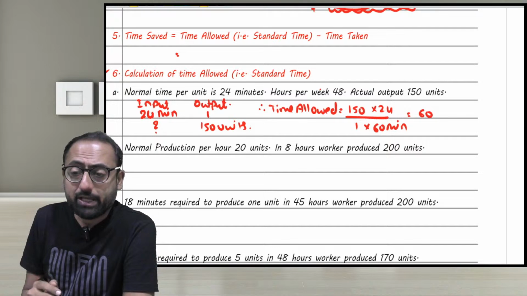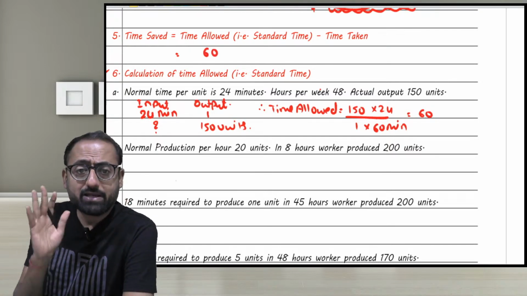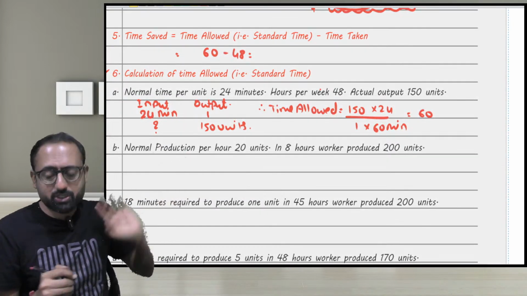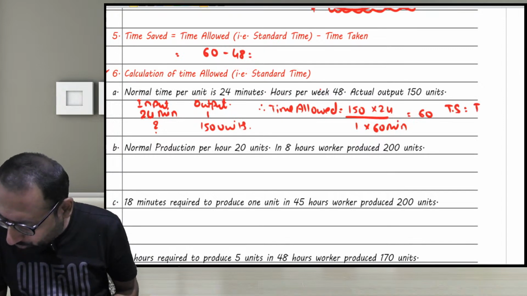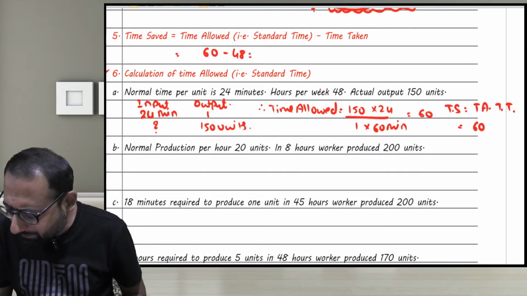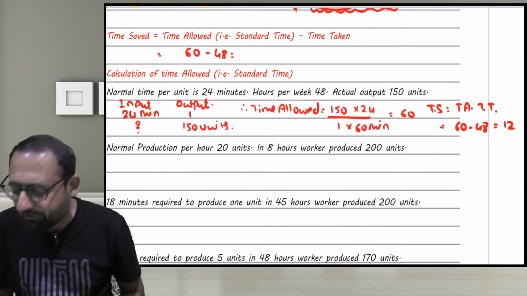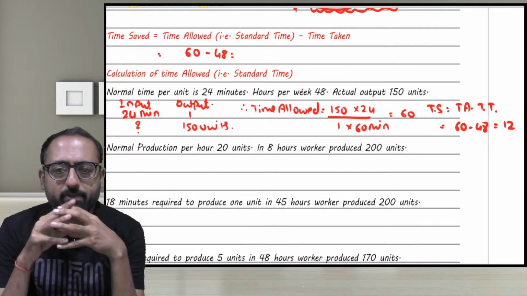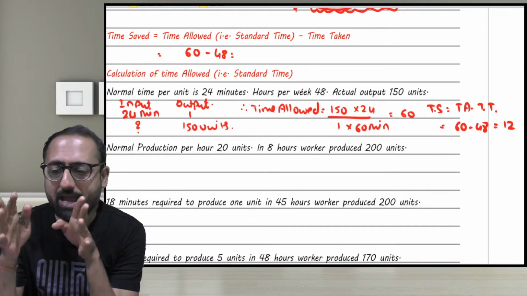Yes, sir. So time allowed. Time allowed is 60, and the worker has completed this work in 48 hours. You can check that in this question, guys. Time saved is equal to time allowed minus time taken. Time allowed is 60 hours, time taken is 48 hours. So boys and girls, your time saved will be 12 hours. If time is saved by you, you'll get a bonus under Halsey and you'll get a bonus under Rowan scheme as well.